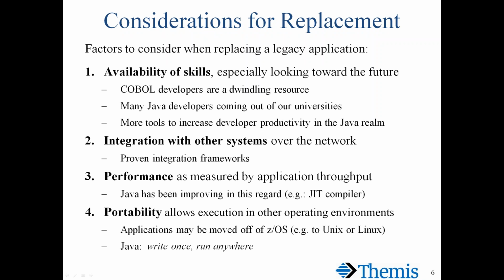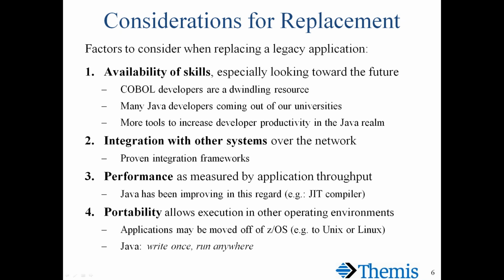Why do we want to replace our systems? Well, one factor that many organizations are up against is the availability of skills. COBOL developers, frankly, we're getting old. We've been doing this for decades, and a lot of that talent is nearing retirement age or has already retired. While Java is a very common skill that's taught in our universities, and we have a much larger pool of potential developers with Java background.